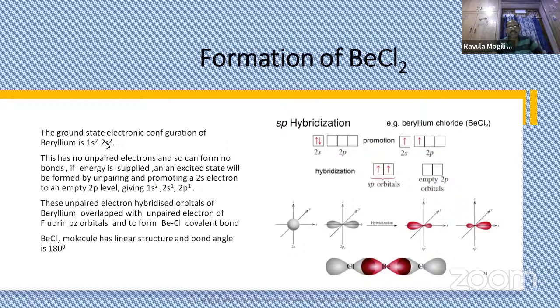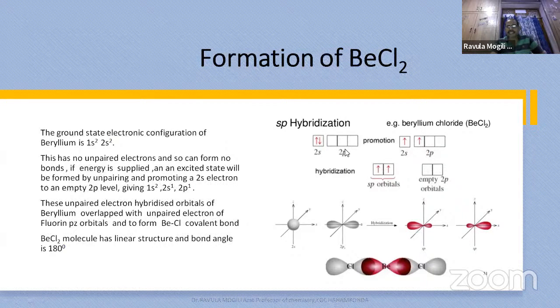This is a valency shell. The valency shell has 2 electrons, and these 2 electrons are paired, but the beryllium is bonded with 2 chlorines. It requires 2 unpaired electrons.